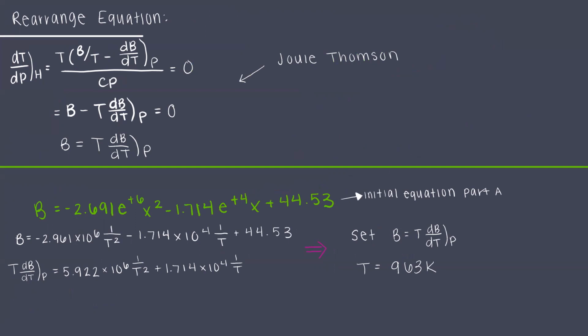This is the Joule-Thomson equation, and simplifying the equation, we set B equal to T times (dB/dT) at constant P. From the initial equation in part A, we know the equation for B. We take the derivative of this, multiplied by T, to get 5.922 times 10 to the 6th times 1 over T squared plus 1.714 times 10 to the 4th times 1 over T. When we set B equal to T times (dB/dT) at constant P, we get T is equal to 963 Kelvin.